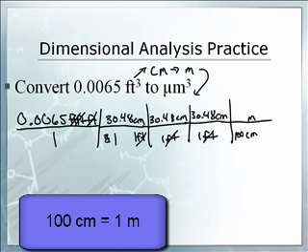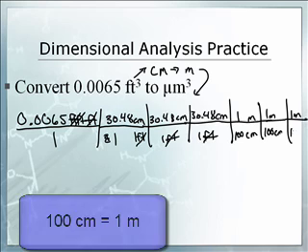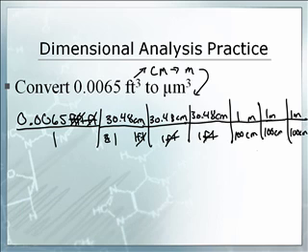You've got to know what centi means. Centi means 1/100, like cents. There's 100 cents in a dollar. I'm going to try and fit this in the first line, and 100 centimeters. Now my centimeters cancel.